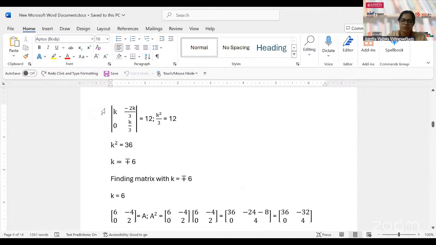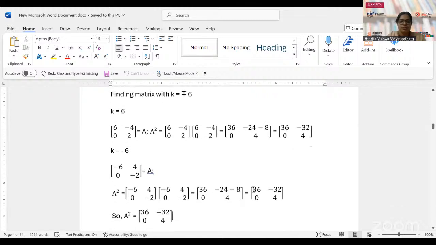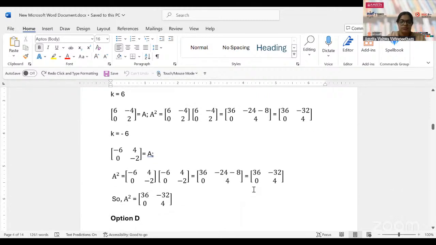K equal to plus or minus 6. So it's 6 only. So this is 6, minus 2, into 6 by 3. This is 6 by 3 and this is 0. Once you have matrix A, you can find A square and the correct answer is something like option. Yes, this is going to be A and A square is going to be 36 minus 32, 0 and 4. So this is the first way that you have solved.